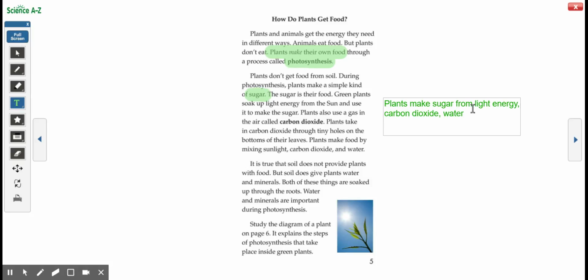So you can either write this down here, or it is also right here. Oops. Sorry, wrong tool.